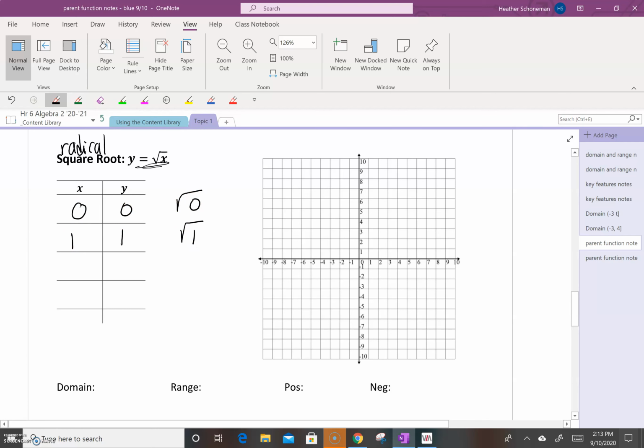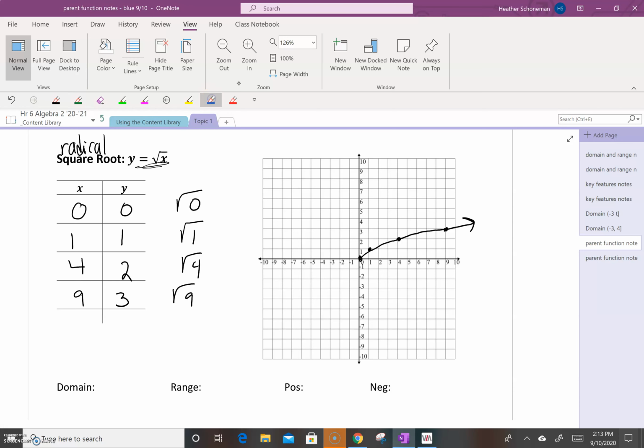Square root of 2 and 3 are decimals, so the next one I'm going to do is 4. Square root of 4 is 2. The next one that works is 9. Square root of 9 is 3. So this is the only one that has 4 points. All the other ones have 5. So now if we plot these points, our graph looks like this.